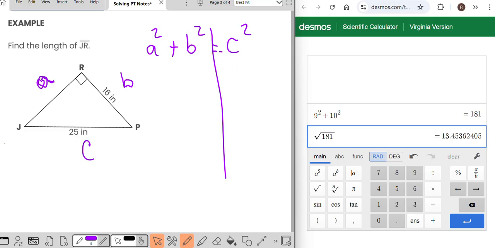Whoa, things look a little different here. Remember that the legs A and B touch or form your right angle. So we don't have an A. We're looking for it. So let's continue to call that A squared. Now B is 16. So let's call that 16 squared. And we have a C down here, which is 25 squared.